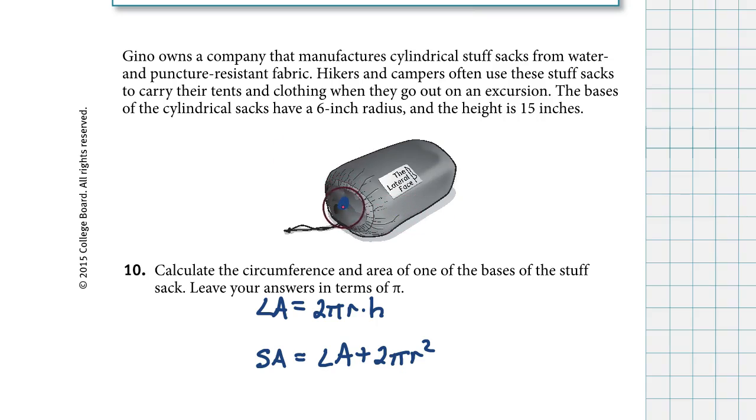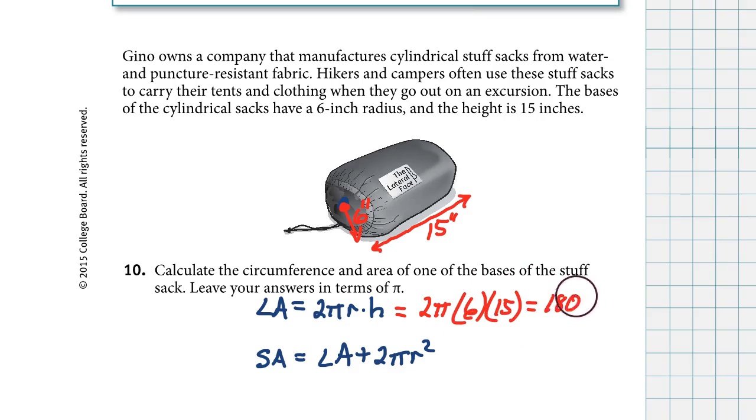In the story problem, it tells us that the radius of the circle is 6 inches, and that the height of the sleeping bag is 15 inches. Those are all the things we need to know to use these formulas. So for lateral area, 2 times pi times 6 times 15. This makes 180 pi square inches.